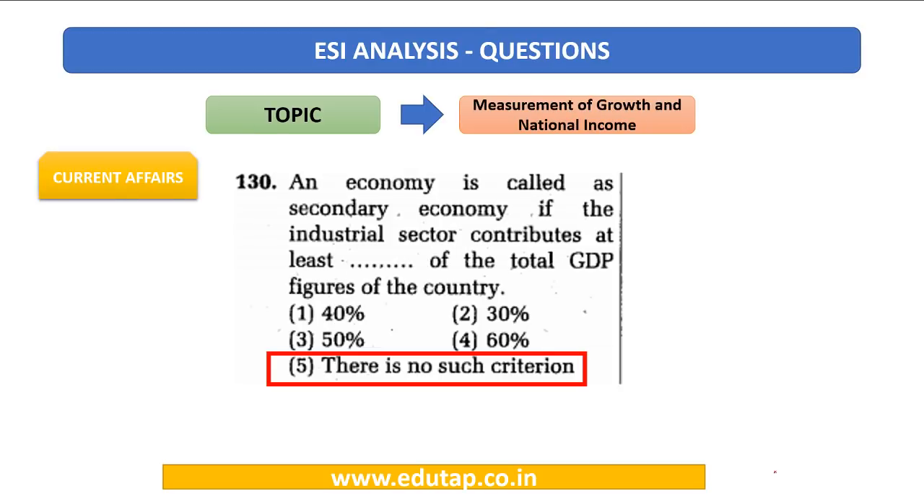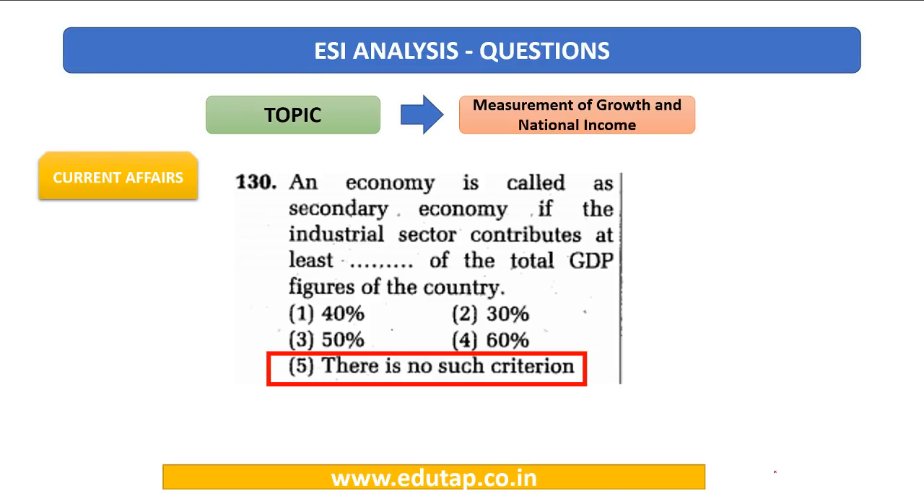Okay, so the next question: an economy is called a secondary economy if the industrial sector contributes at least how much of the total GDP of the country? Now the answer to this question is there is no such criterion. Though through our understanding we might come to a conclusion for this particular question, we do not have any official estimates regarding the percentage.